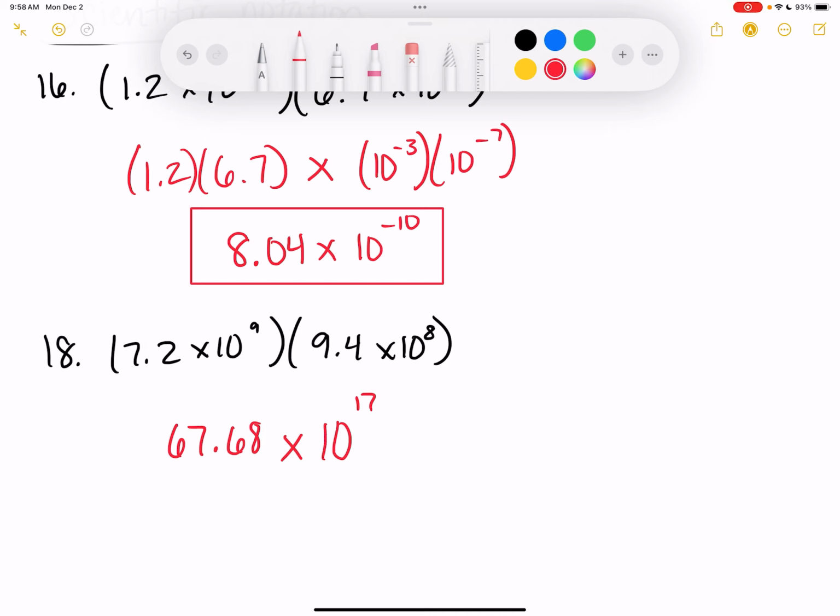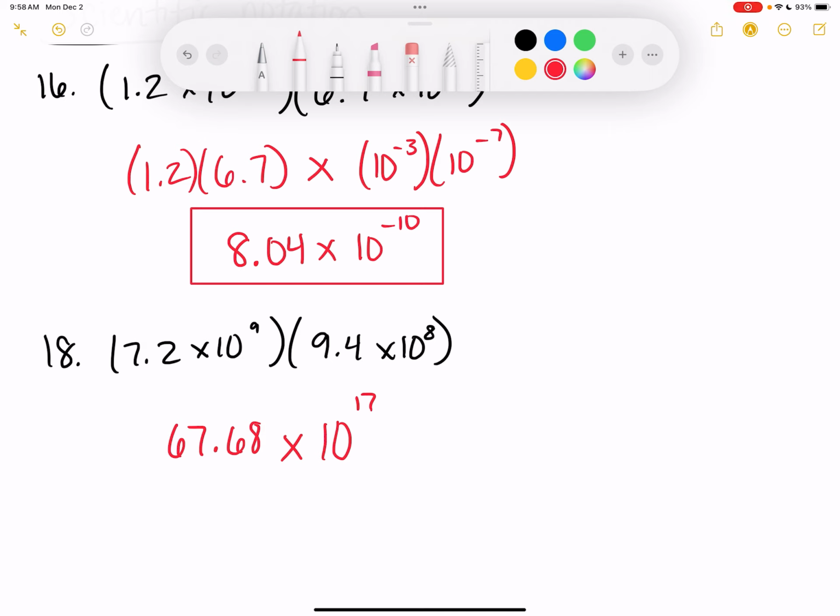So scientific notation always has to be in the numerator. So I need to move this up here. How do I move from bottom to top? Put it where it ain't and change the sign. Make it positive.